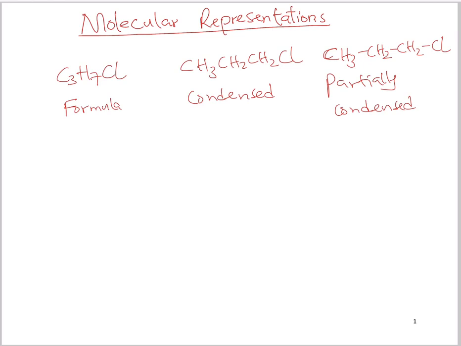Another option is to use the Lewis structure format, so that is carbon connections and then the chlorine, hydrogen, hydrogen, hydrogen, hydrogen, and then we need to show the lone pairs on chlorine.